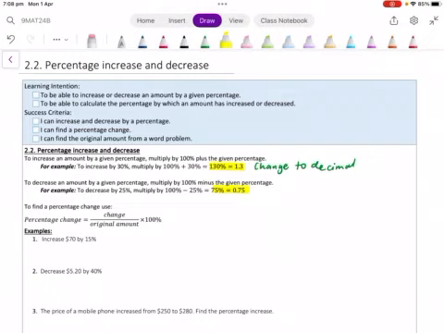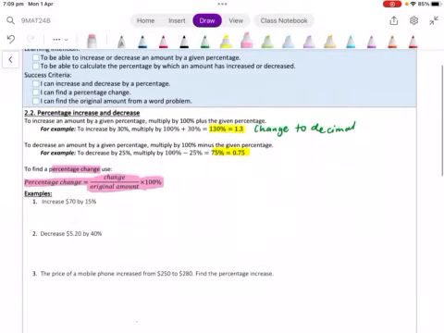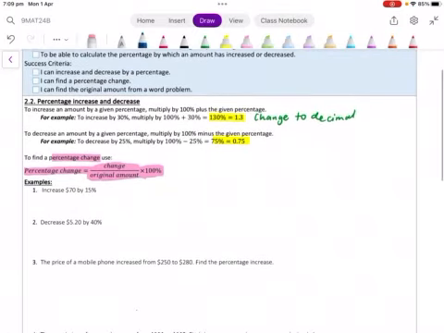To find a percentage change, we use the formula: percentage change equals the change over the original amount times 100%. So to increase $70 by 15%, we first work out that we're going 100% plus 15%, to get 115%. Now, 115% as a decimal is 1.15.